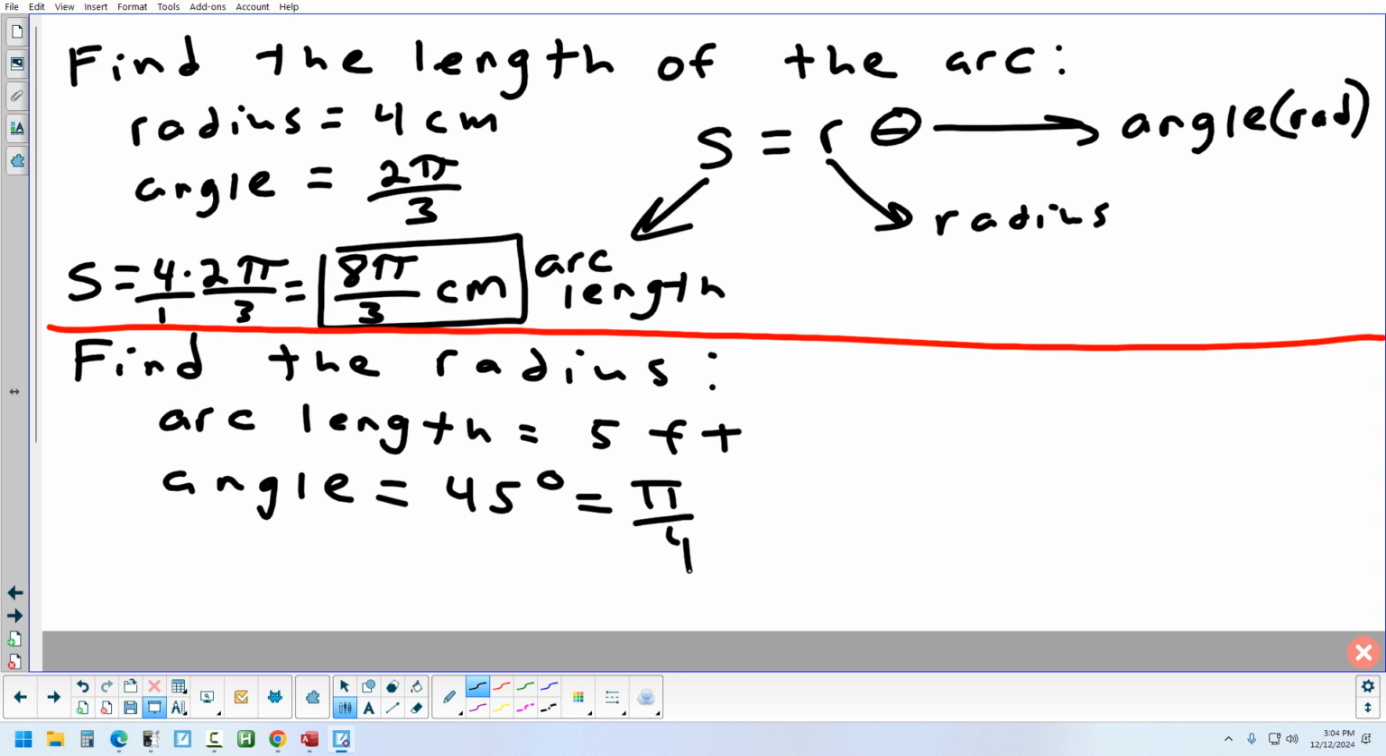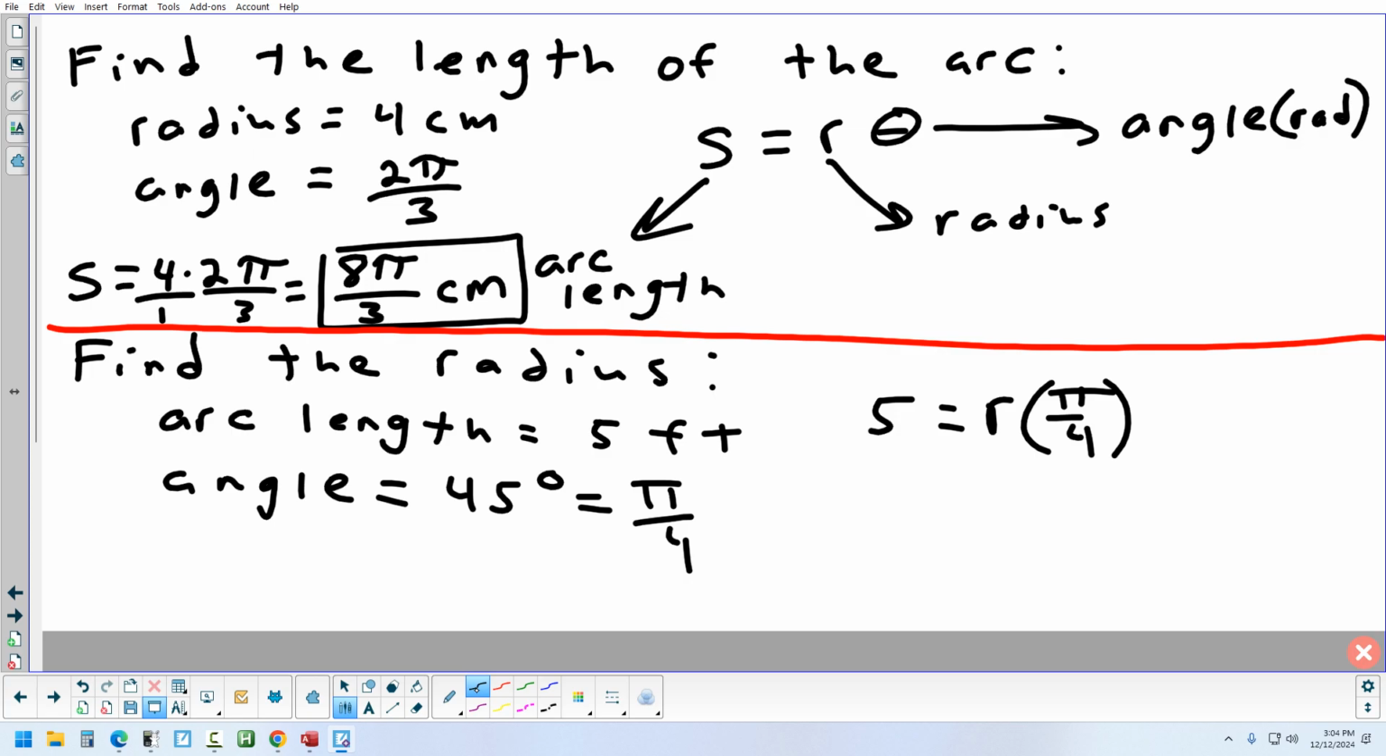All right, so now we're ready to fill in. Did they give me S? Yes. What's S? 5 feet. Did they give me R? No, that's what I'm finding. I'm finding the radius. And did they give me theta? Pi over 4. All right, so now we want to get R by itself. How can I get that pi over 4 onto the left side? Divide both sides by pi over 4.